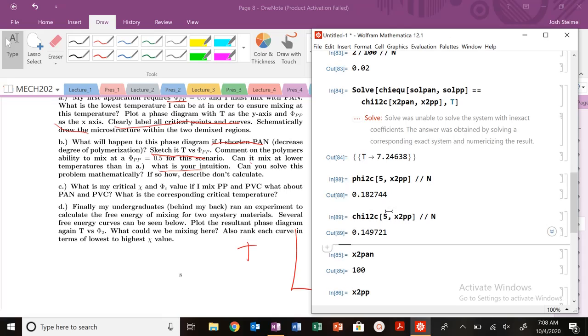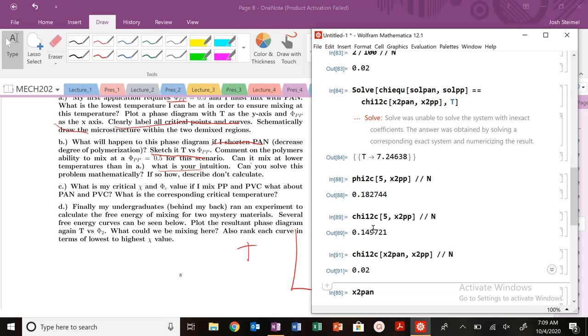So you can see that this value, what's happening to it? Previously, chi for x2 PAN or x2 PP was numerically really low, right? So I needed high temperatures in order to deal with this one. So let's look at what's going to happen here for this expression.